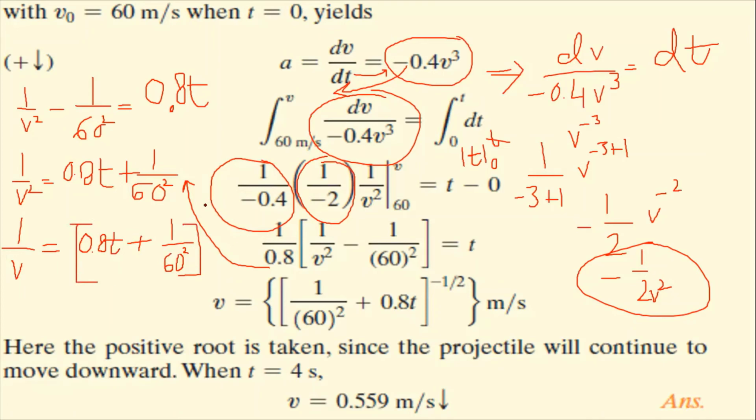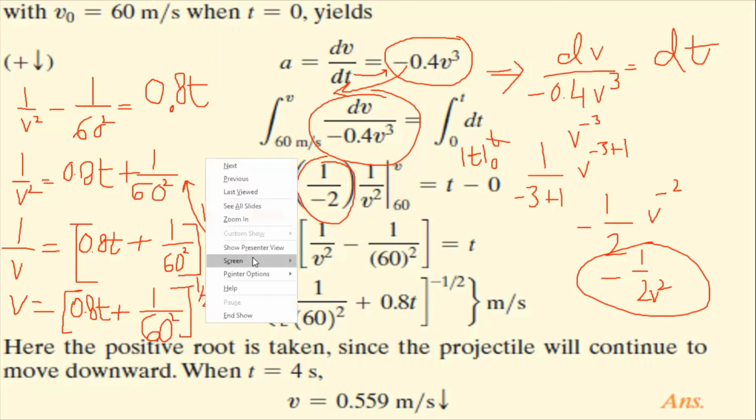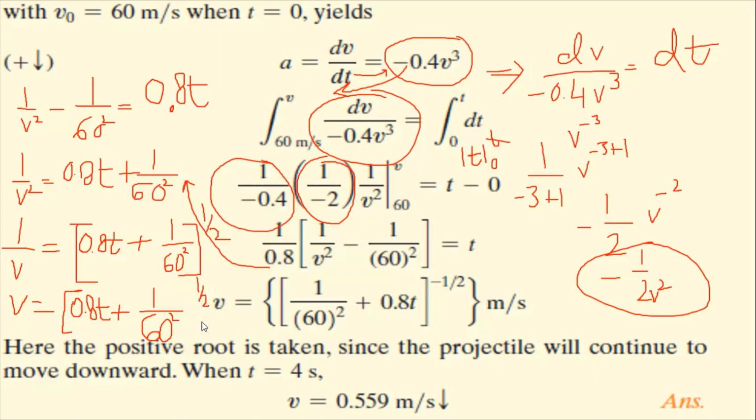So it will have under root 1 upon 2. And when we bring it up, it will become down. So what can I do? I will bring it down. So there is no need to bring it down. 0.8t. And when you bring it down, it will become minus 1 upon 2. Minus 1 upon 2. So this is the way. This is a simple solution.